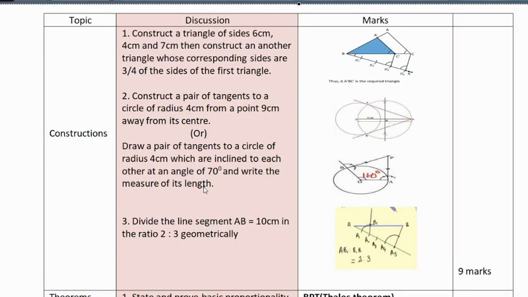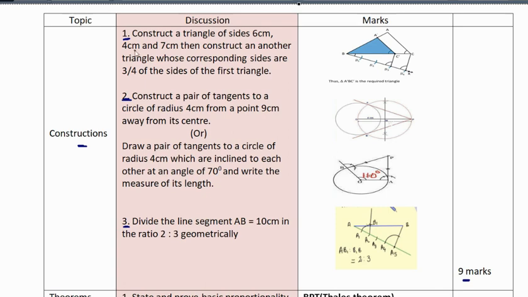Hello friends, in this video we are going to discuss very important questions that not only help you to pass but also to score good marks in the SSLC board exam. The first chapter we have to prepare for maths is construction. There will be three questions in construction and the total weightage is 9 marks.